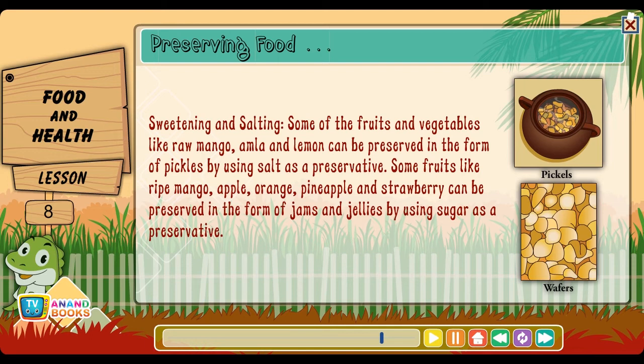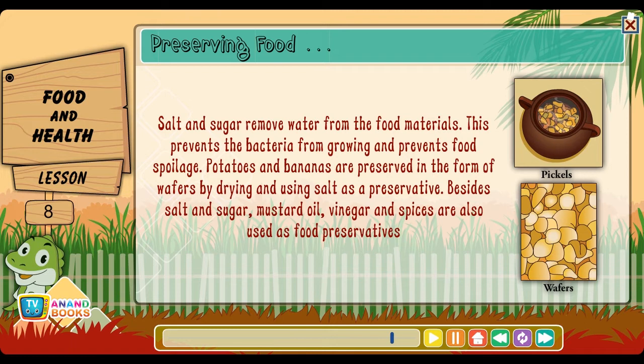Sweetening and salting. Some of the fruits and vegetables like raw mango, amla and lemon can be preserved in the form of pickles by using salt as a preservative. Some fruits like ripe mango, apple, orange, pineapple and strawberry can be preserved in the form of jams and jellies by using sugar as a preservative. Salt and sugar remove water from the food materials. This prevents the bacteria from growing and prevents food spoilage. Potatoes and bananas are preserved in the form of wafers by drying and using salt as a preservative. Besides salt and sugar, mustard oil, vinegar and spices are also used as food preservatives.